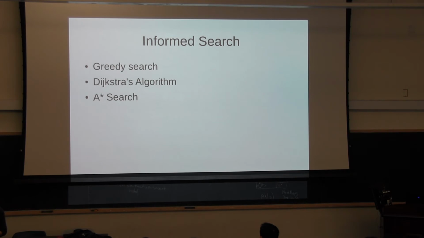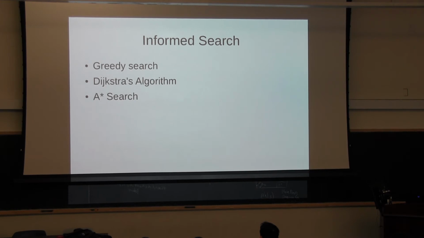So what are some good things and some bad things about A star? It's optimal as long as the heuristic is admissible. Yeah, so unlike greedy, it's provably optimal, right? As long as our heuristic is admissible, as long as our heuristic doesn't lie to us, then A star is going to find the optimal solution. Good.